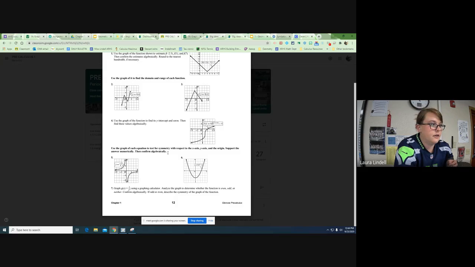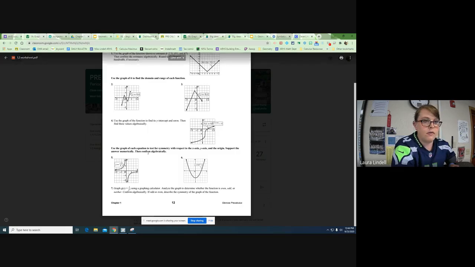Support your answer numerically. So like, show me with the t-chart, what do you think? Do we think that it has symmetry with respect to the x and y axis and the origin, or none of those? And then for 7, graphing using a graphing calculator. So you can use a Desmos or you can use a TI calculator. And then analyze the graph to decide if it is even, odd, or neither. And if it's even or odd, describe the symmetry that we've got going there. Confirming algebraically, I'm going to go over that really quick as well.